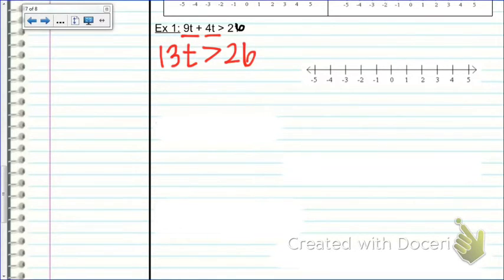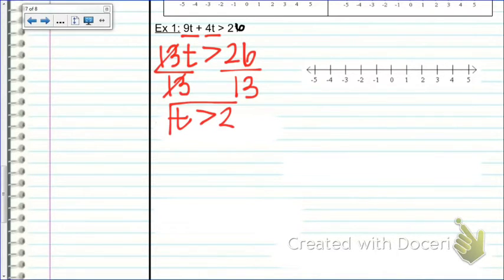Okay, so greater than 26, and then we need to get the variable by itself. So what would you do next, Kevin? Yeah, divide by 13 on both sides. So ladies and gentlemen, I get that t is greater than what? 2. Box it. And then we're going to graph it.